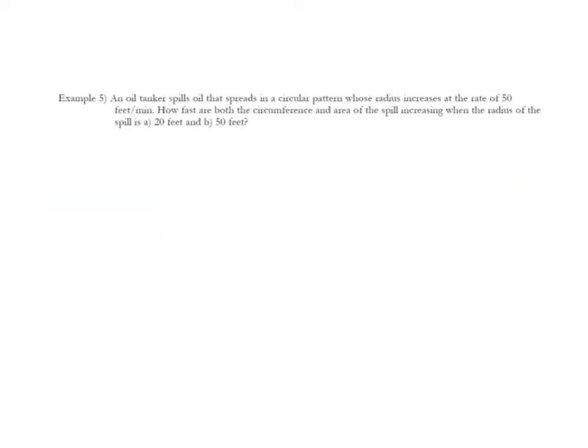Okay, so let's get into a problem. From the packet that we were working on in class, if you go to example 5, which is technically on page 64 of that packet, we did example A in class, but now we're going to go over example B. We have an oil tanker that spills oil that spreads in a circular pattern. So we have a circle, and I've just got my circle on the center. That's where the oil spilled. That's my circular pattern, whose radius increases at a rate of 50 feet per minute.